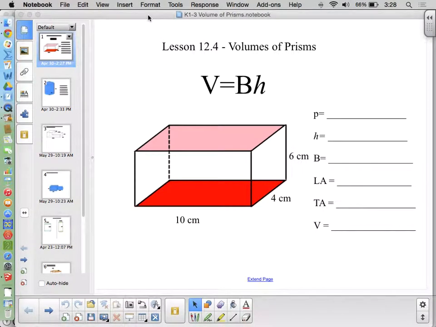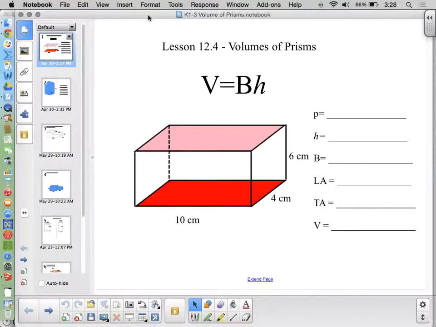When it comes to volume of a prism, really all we're doing is adding one step to what we did yesterday. The volume, of course, is the capacity. Instead of the surface area, how much can fit inside? We use volume all the time, milk cartons, beverage containers, things like that. How much capacity do they have? That's what we're measuring as volume.